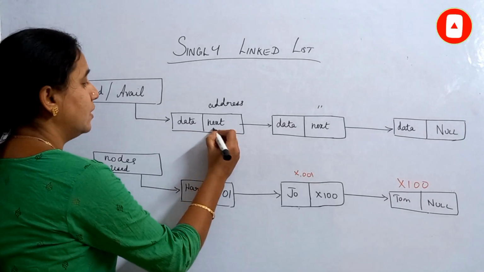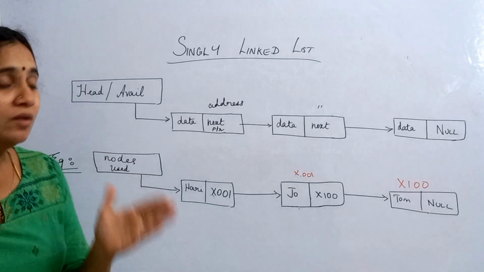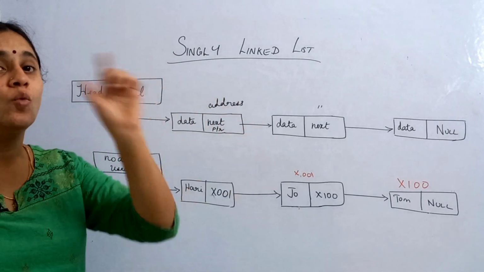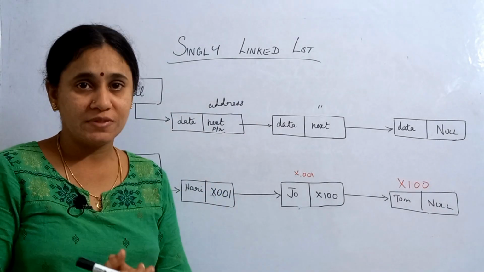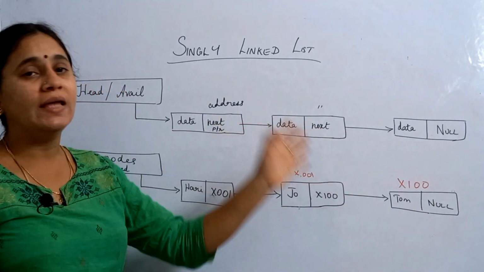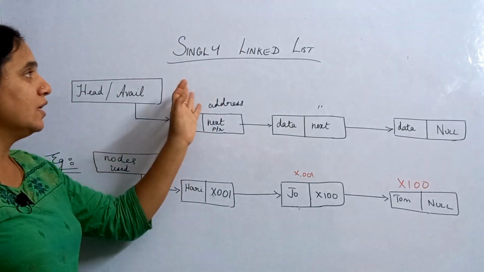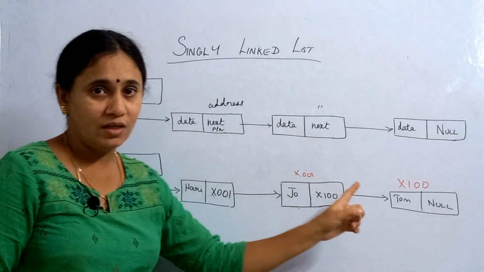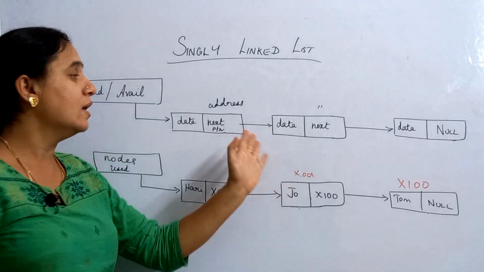Here the next is nothing but a pointer variable. So what is a pointer? By using the pointer we refer to the value present in a memory location. By using that pointer variable, we refer to the successive memory addresses stored in this single linked list. So what is a single linked list? It is a list where we use only one pointer for referring to the next value, that is, to the next data that is stored successively.